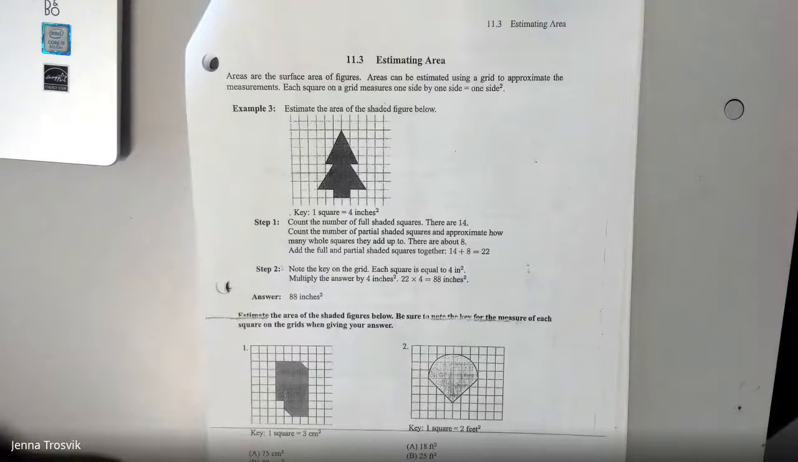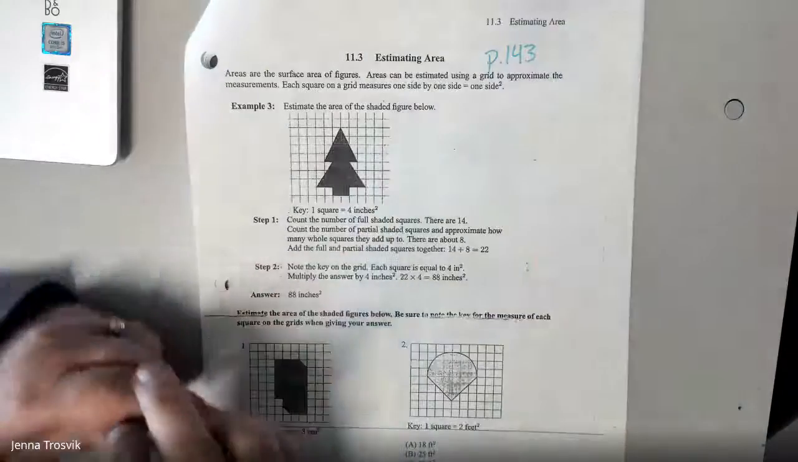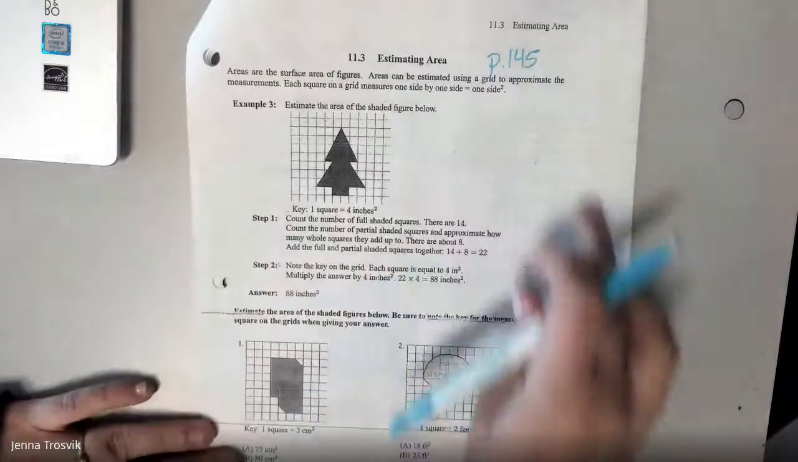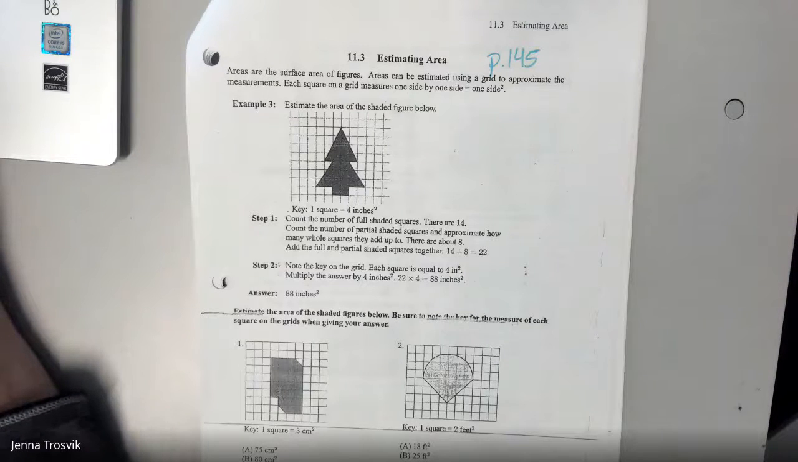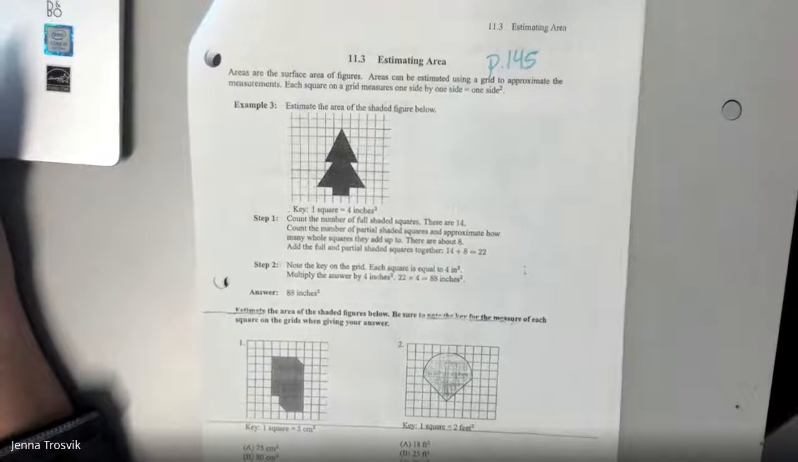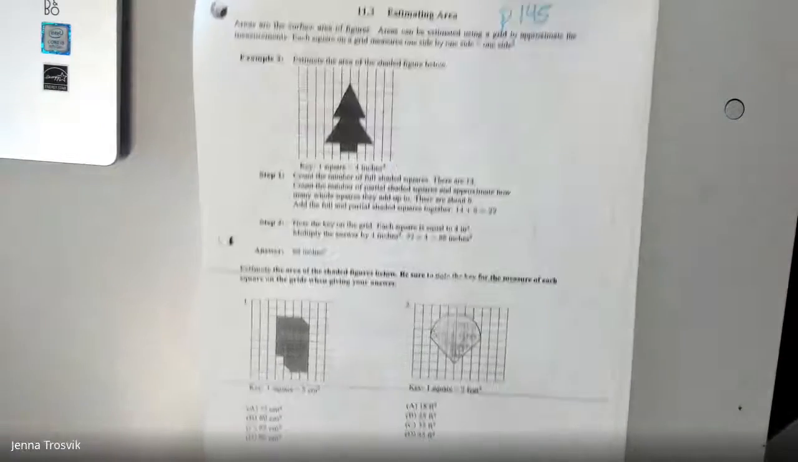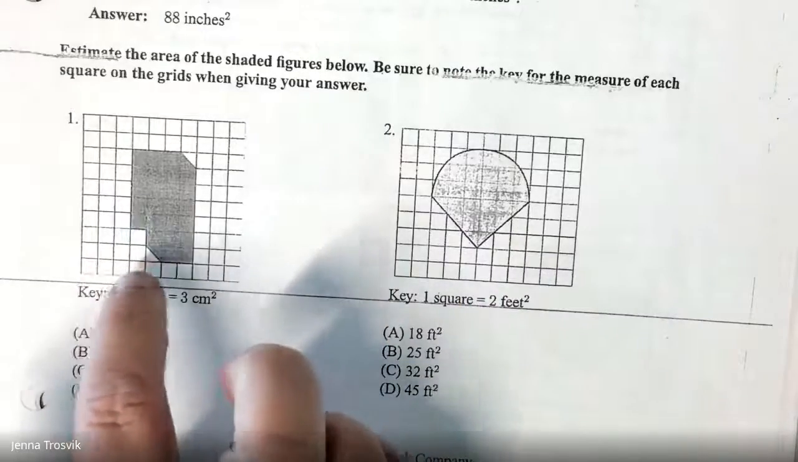We are going to be on 11.3, estimating area, page 145 in your packets. All right, if you looked at the example, I'm not going to go over the example, but we are going to be estimating the area of our shaded figures. In the example, it talks about if you can define where one square is, that will help us figure out how many square units would make up the inside of the shape, and then we can approximate from there the exterior, those pieces where there are missing full squares.